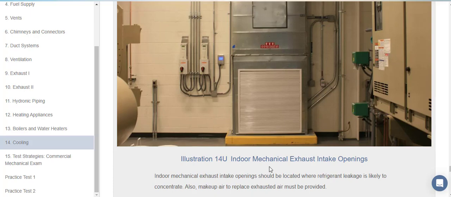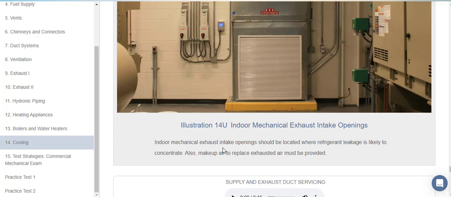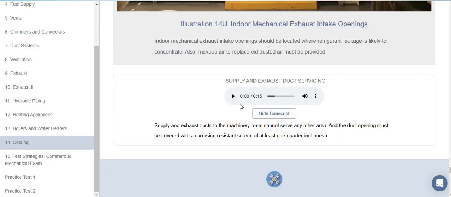Illustration 14U, indoor mechanical exhaust intake opening. The indoor mechanical exhaust intake opening should be located where refrigerant leakage is likely to concentrate. Makeup air supply must also be provided to replace the exhausted air. Supply and exhaust ducts to the machinery room cannot serve any other area, and the duct openings must be covered with a corrosion-resistant screen of at least 1/4 inch mesh.